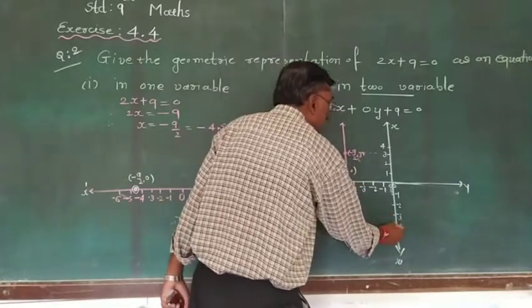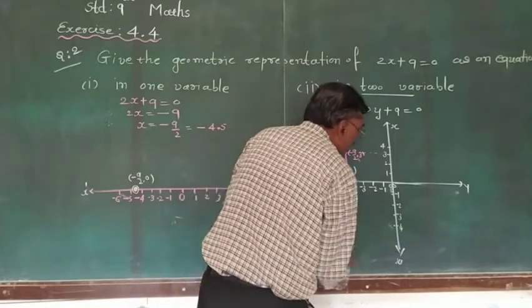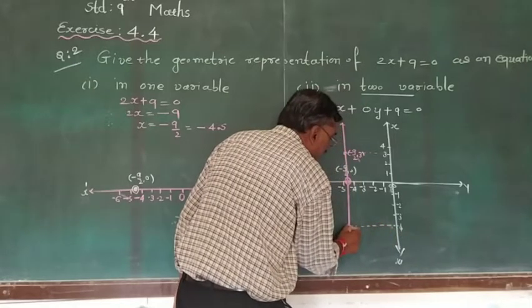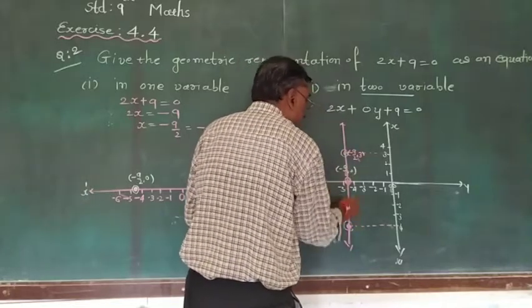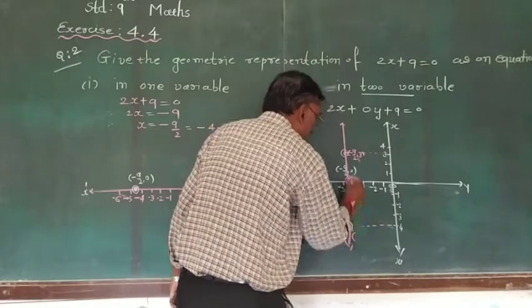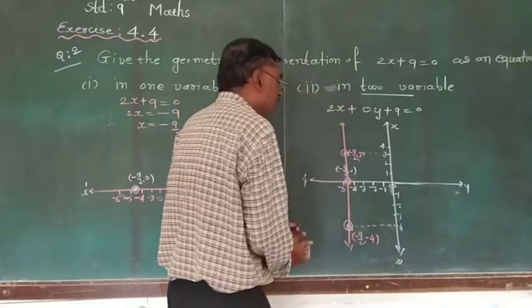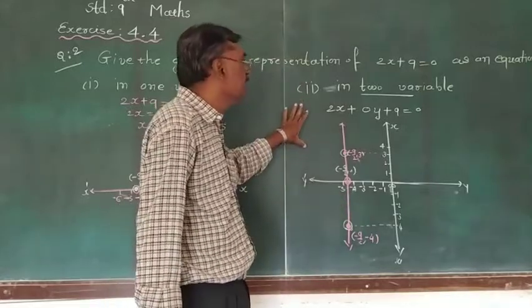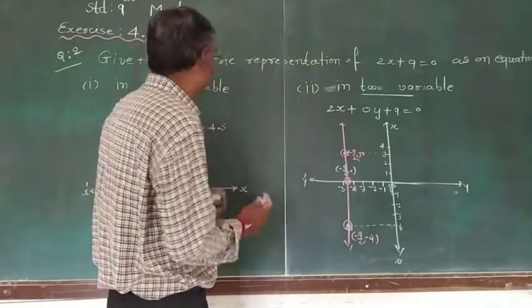Here we can also obtain another point. If you want to write any of 1, 2, 3, whatever, what will this point be? Minus 9 upon 2 and y coordinate minus 4. If you want to write another point, you can write it here. But this is the representation of the given linear equation in two variables. Okay, right now 4.4 is complete.